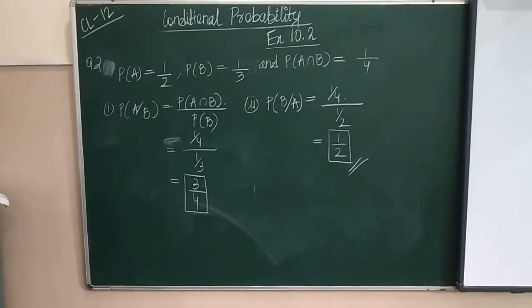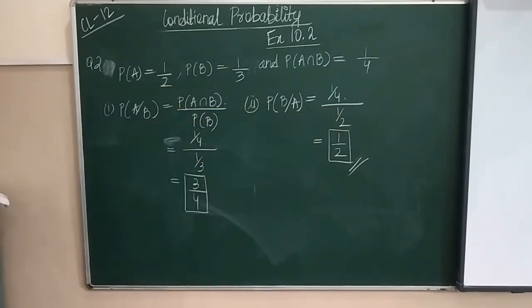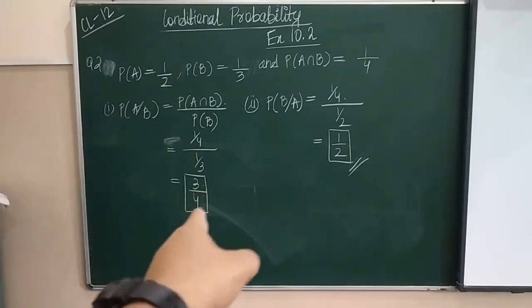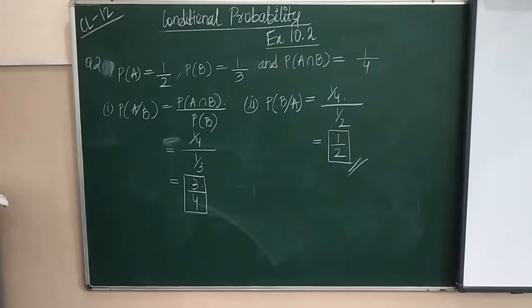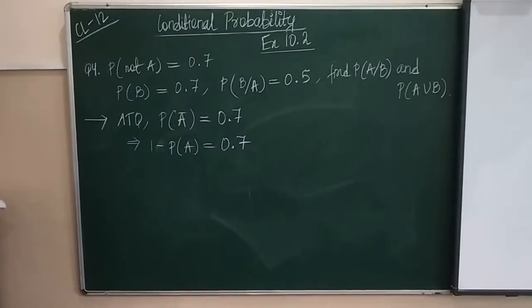In question number 2, A and B are two events such that P(A) equals 1/2, P(B) equals 1/3, and P(A intersection B) equals 1/4. We are asked to find the value for P(A given B) and P(B given A). You can see on the board, use the formula and put the values. The values are 3/4 and 1/2. So please pause the video and note it down.